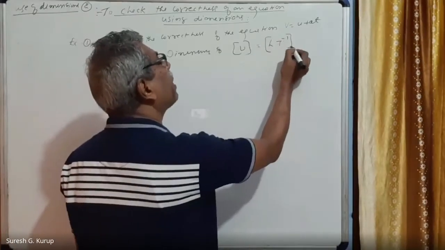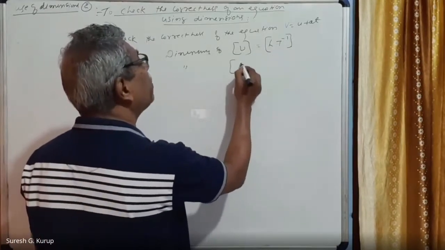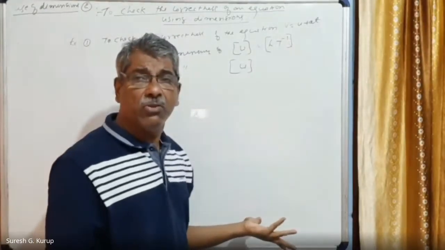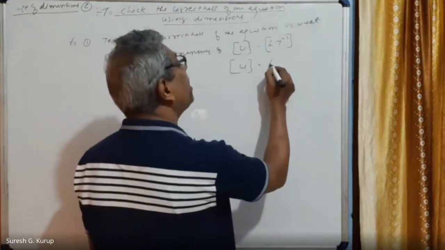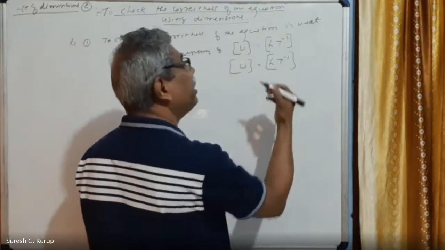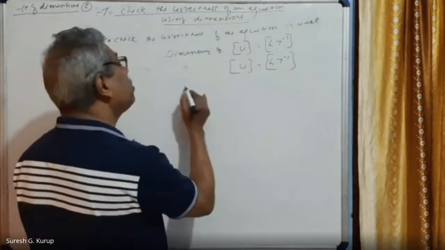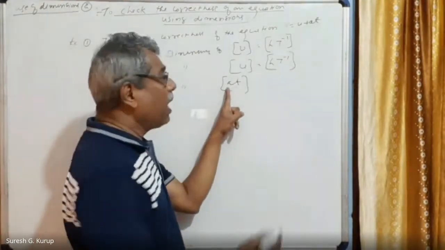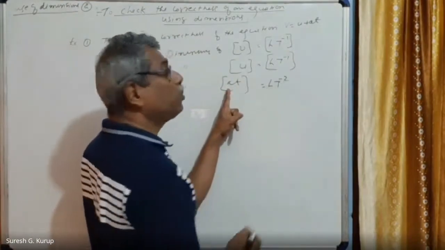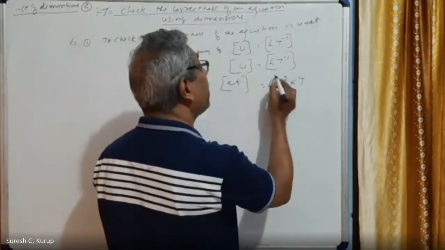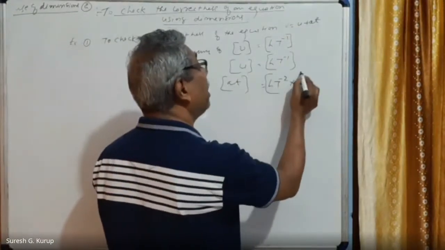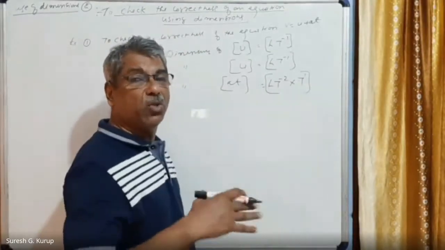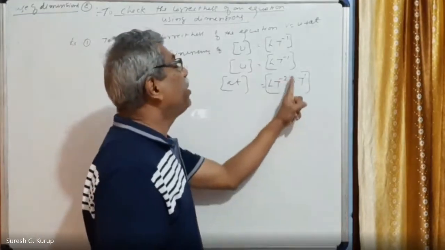Now, the dimensions of u: u is initial velocity, and this is final velocity only. Therefore, that also has the same dimension, that is LT^-1. Then the dimensions of at we are writing. A means acceleration. Acceleration is LT^-2 into T, where T is capital T. Am I correct? T^-2 into T^1 is equal to T^(-2+1).